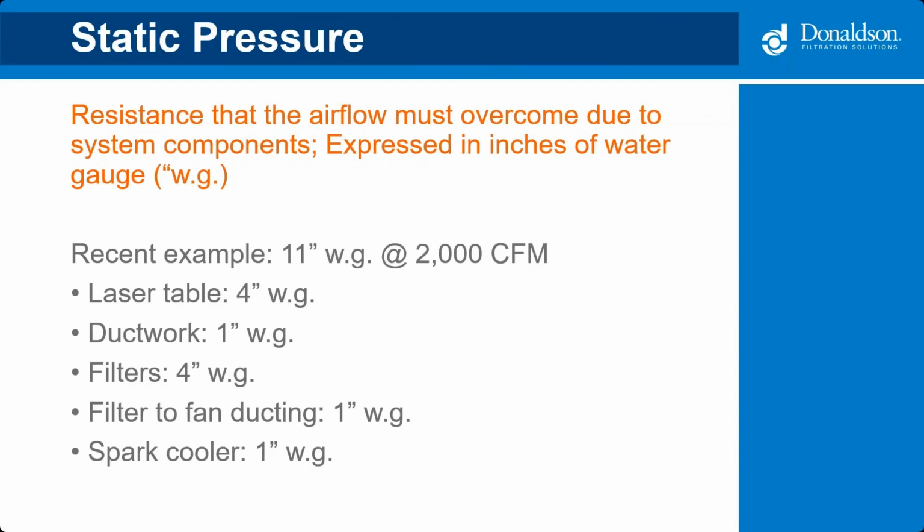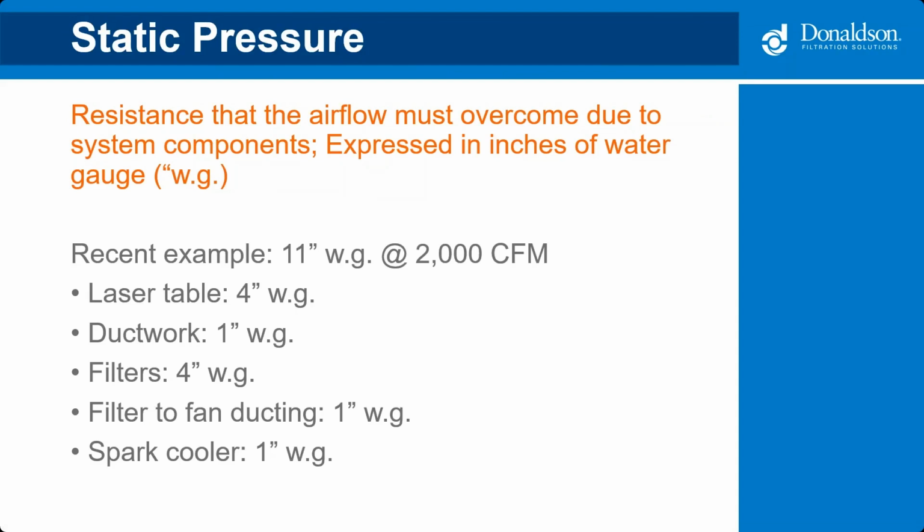What you're looking at here on the slide is an example of a system that we have designed numerous different times. Walking through it, the laser table itself accounts for 4 inches of static, the ductwork 1 inch of static, and the filters in the collector we account for 4 inches of static. This is what we would consider a worst case scenario, when the filters are dirty, because new filters will have a much lower static pressure of say 0.5 inches of static.